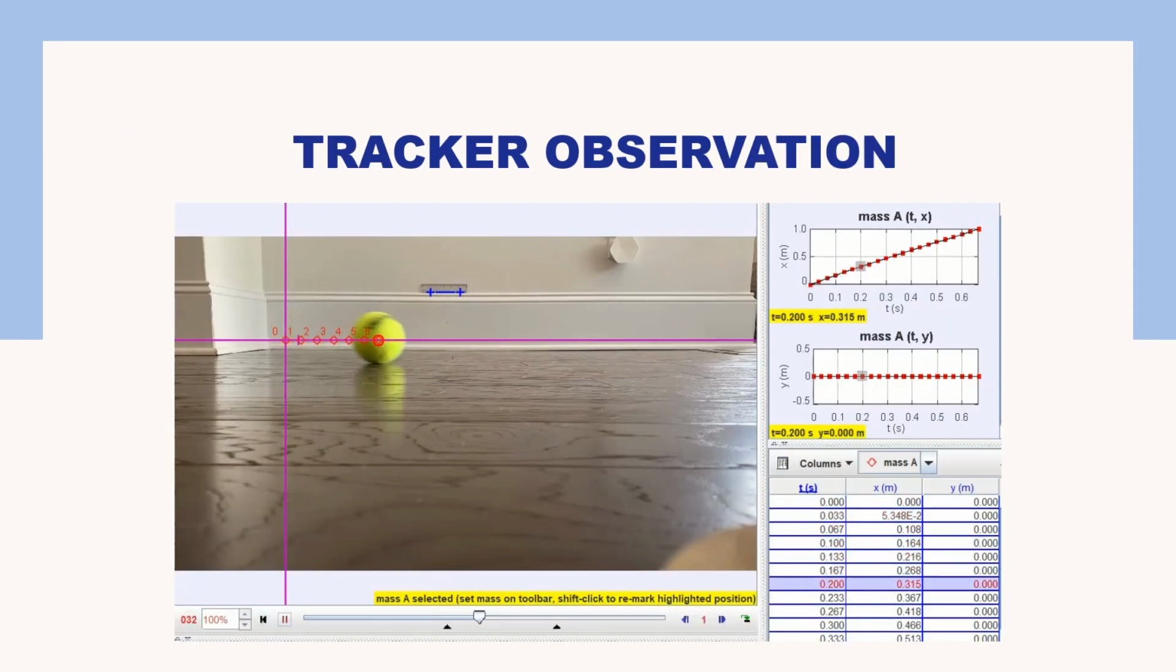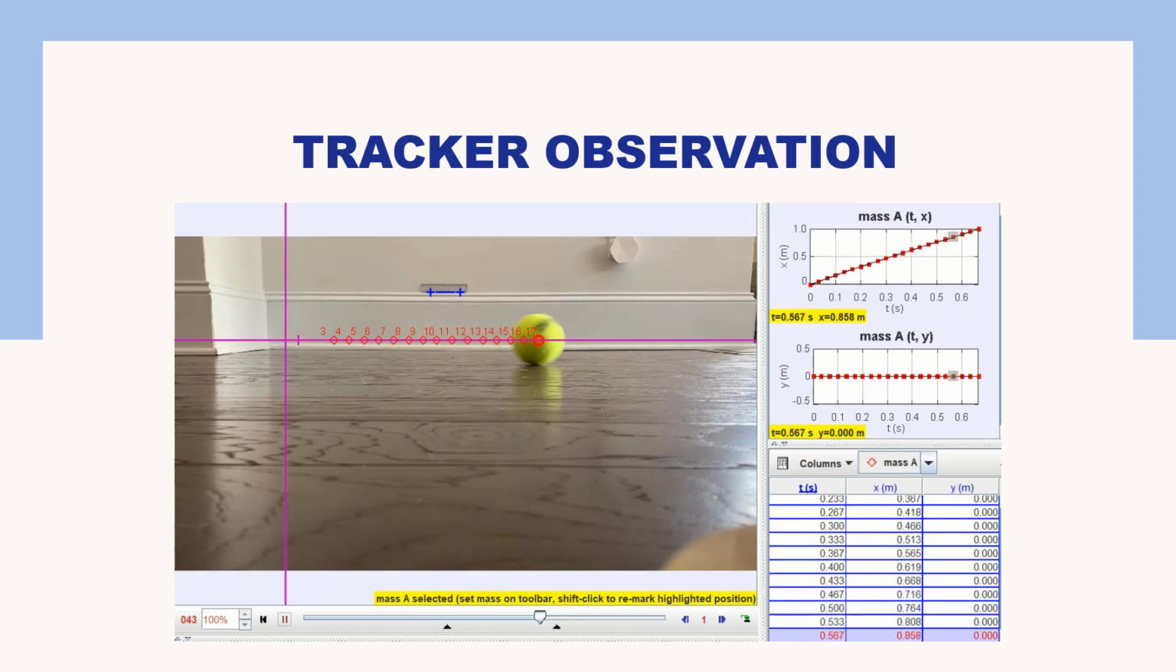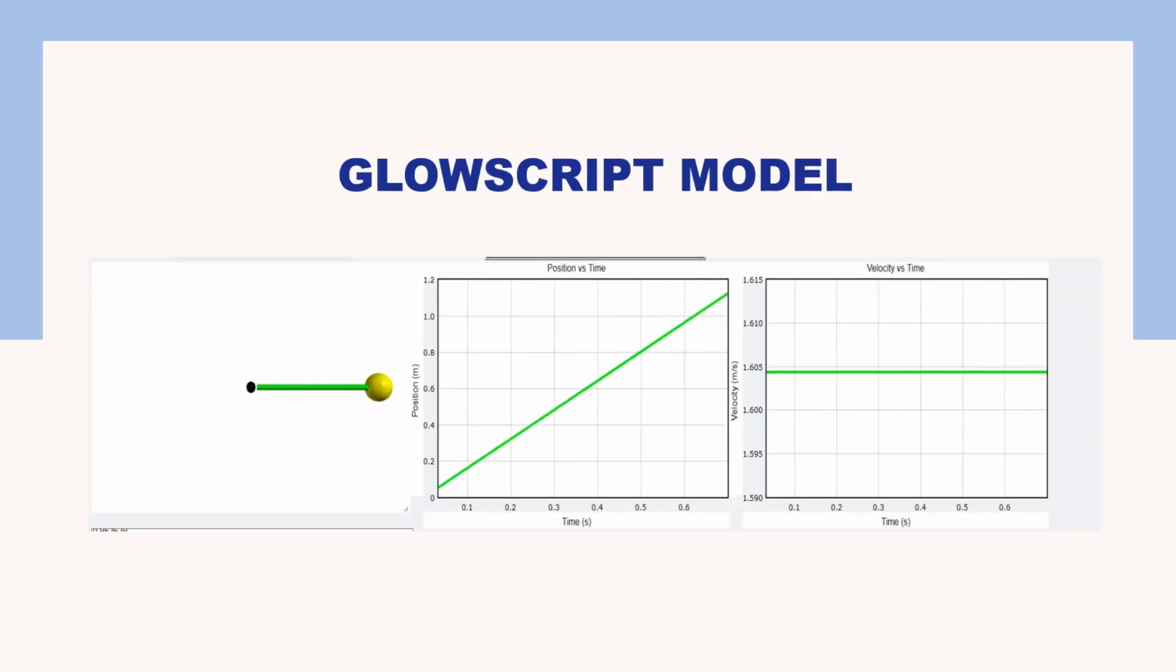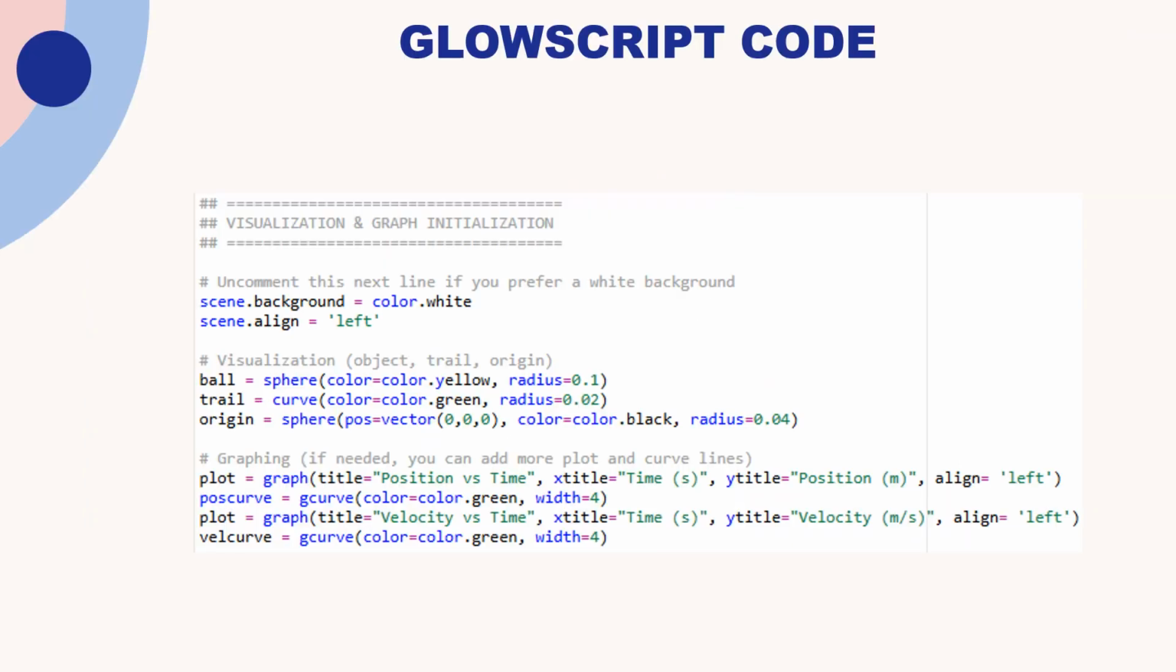So this is what the ball's motion looked like in Tracker. The red markers are where I estimated the center of the ball's mass to be at different time points. And this is what the computational model describing the ball's motion looked like. The yellow sphere is the ball and the black sphere is the origin. This set of code is for the background, the colors, and the graphs.